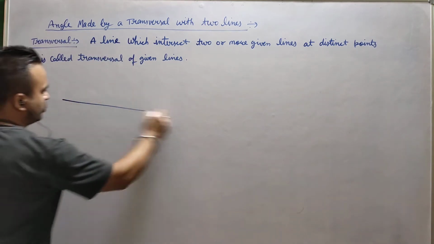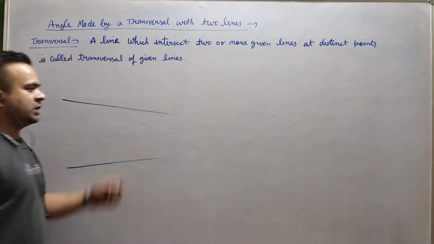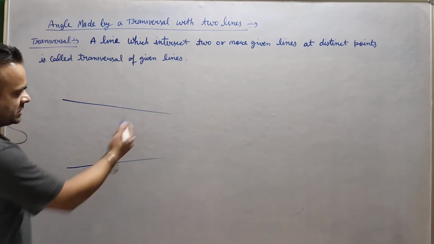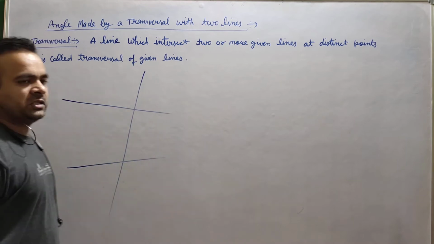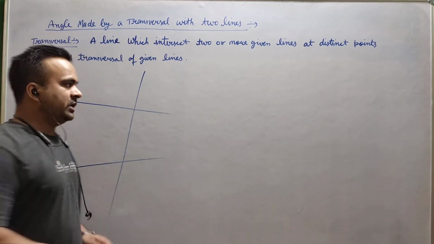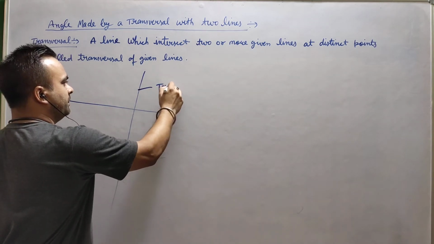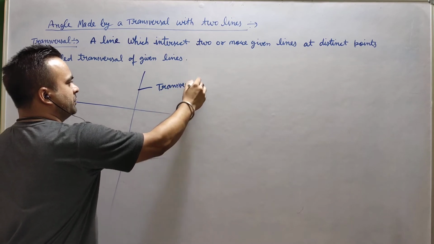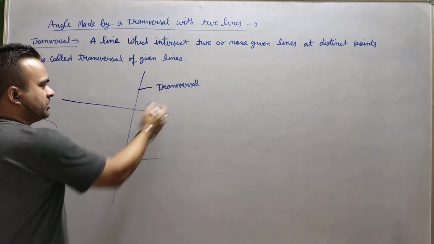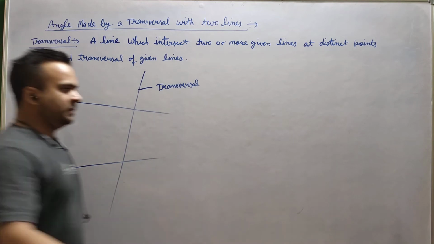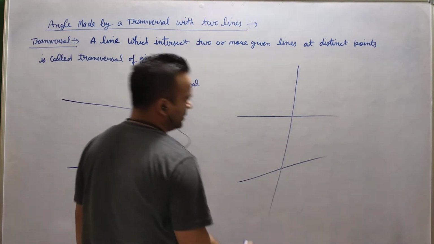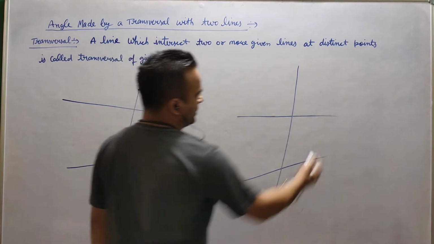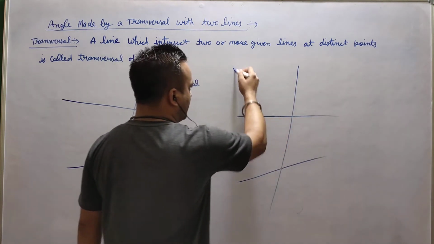Suppose there are two lines, I don't know what nature they have, but there are two lines and there is a third line which is intersecting both of them. Then this particular line is called a transversal, right? So it is a transversal of these two lines. Suppose this is one line, two lines, and there is one more line, and I am taking one more line here.